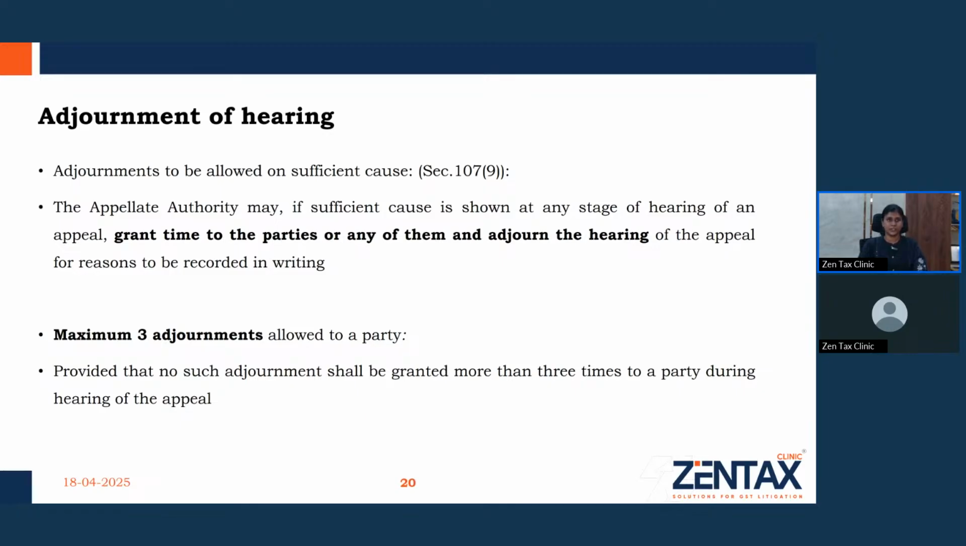Adjournment of hearing. Adjournments will be allowed by the proper officer if there is any sufficient cause. That is, the appellate authority may, if sufficient cause is shown at any stage of hearing, grant time to the parties or any of them and adjourn the hearing of the appeal. However, the maximum adjournment allowed is only 3 times. No such adjournment shall be granted more than 3 times to a party during the hearing of the appeal.